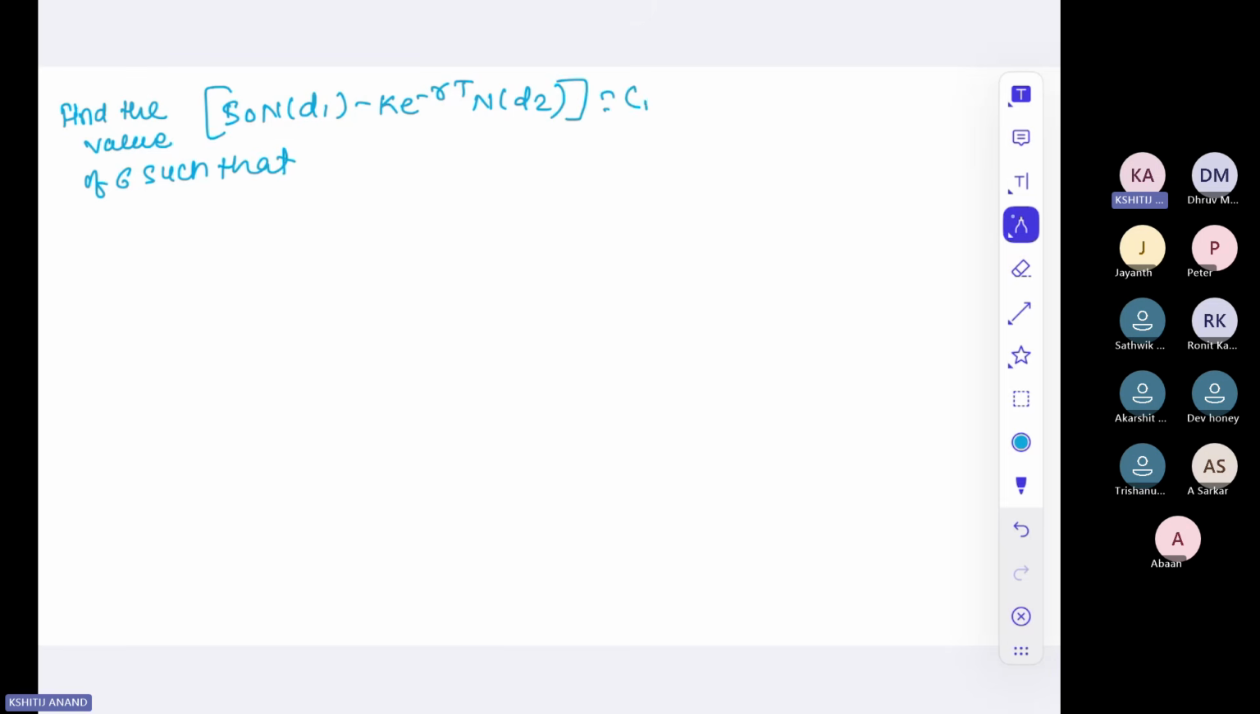So what we have to do now is, let's try to find out sigma. So what is our task? We know that the formula is S naught N(d1) minus K e to the power minus rT N(d2), right? Quite simple. And this is the price of the call option. Now I want to find the value of sigma such that S naught N(d1) minus K e to the power minus rT N(d2) will be equal to the market price of the call option.